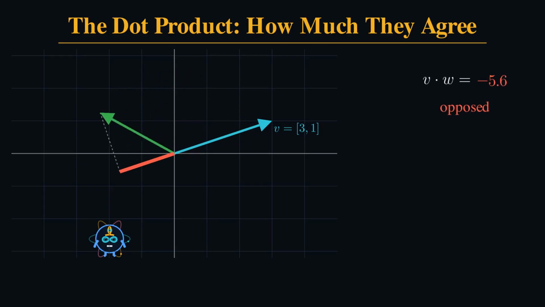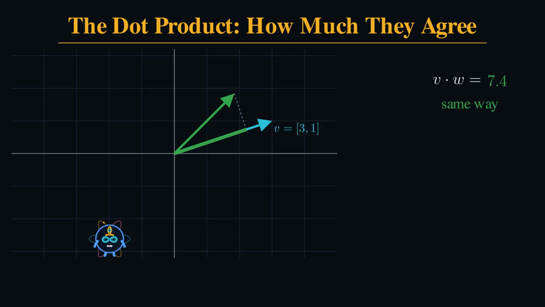Pointing the same way, a long shadow, a big positive number. Square on, the shadow vanishes and the number is exactly 0. Pointing back, the shadow flips and the number goes negative. The dot product is that shadow. In symbols, that shadow idea is this: the two lengths multiplied times the cosine of the angle between them. That is what the dot product means.